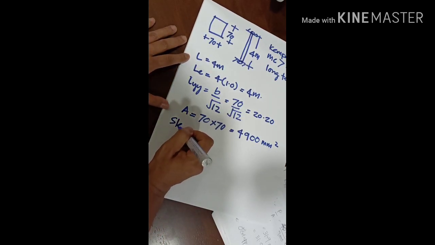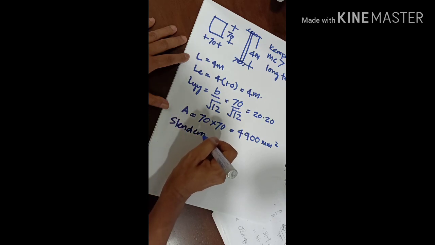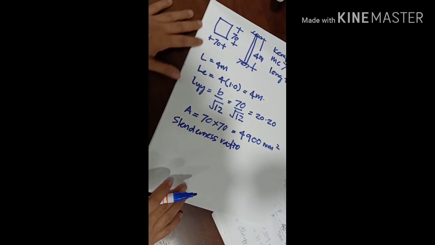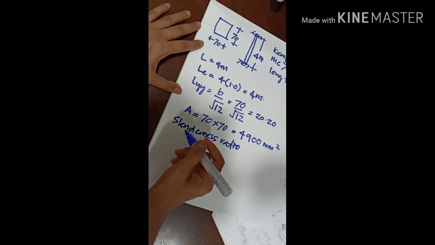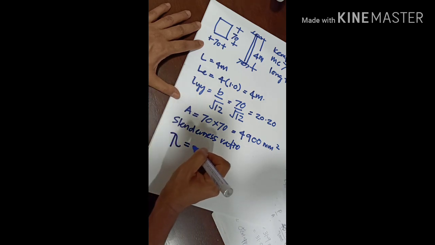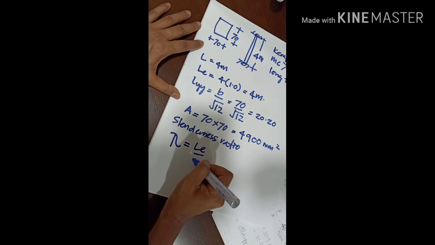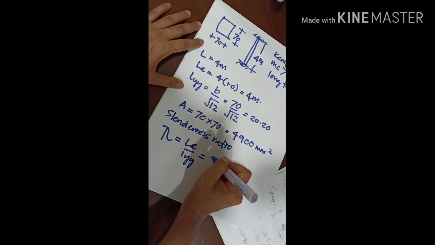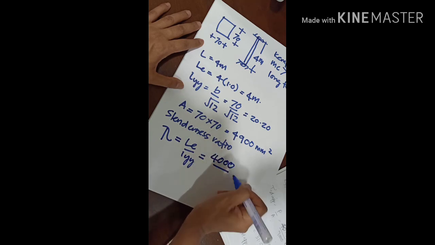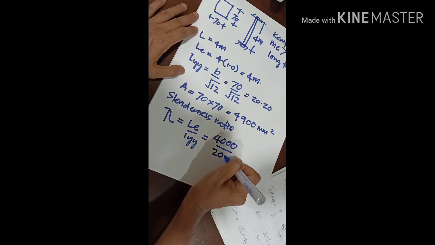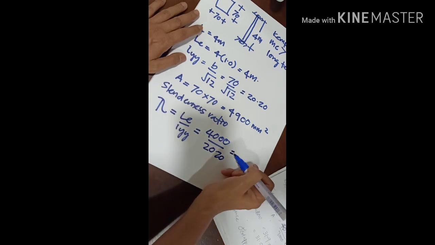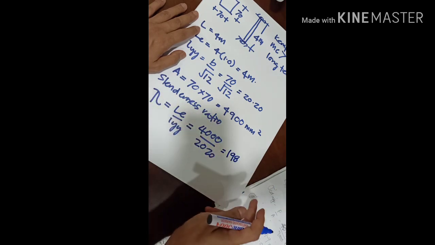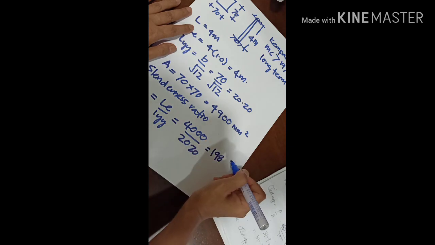After getting the dimensions, we identify the slenderness ratio of the selected structure. The slenderness ratio, lambda, is equivalent to LE over the radius of gyration iyy. So here the value is 4000 divided by 20.20, which gives us a value of 198. In this case, the slenderness ratio is greater than 180 but less than 250.